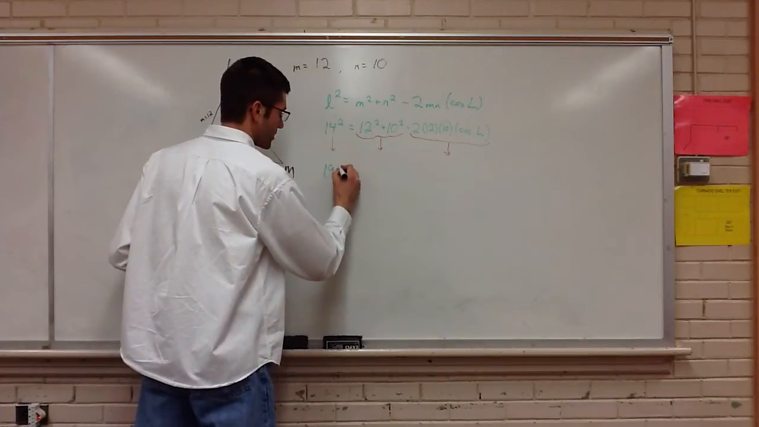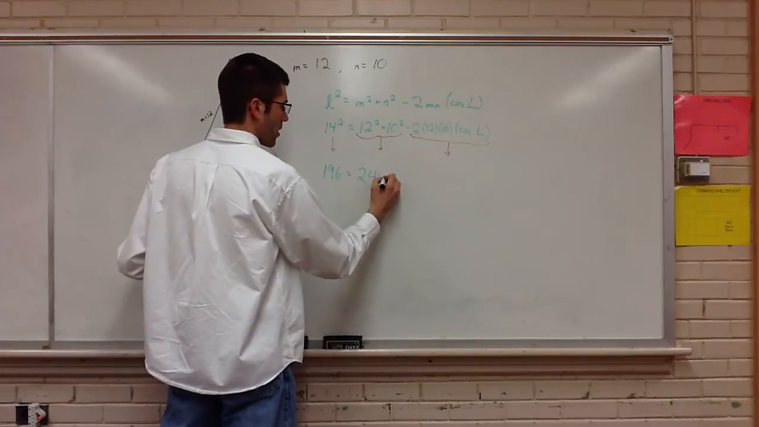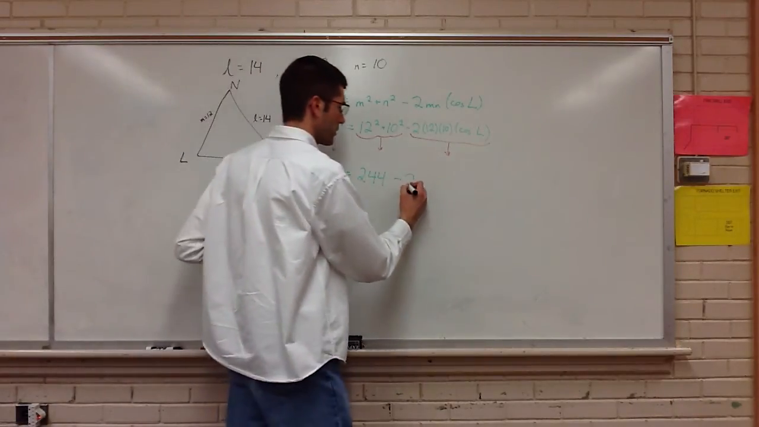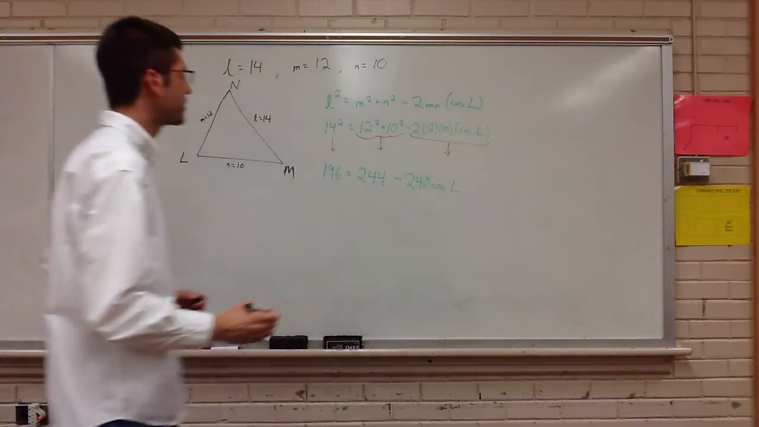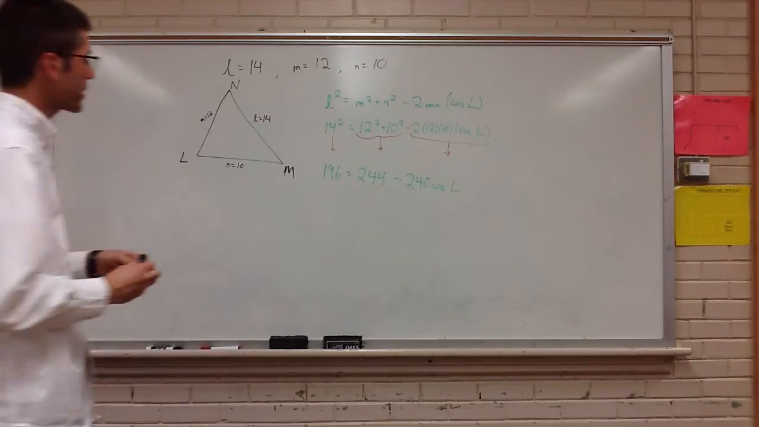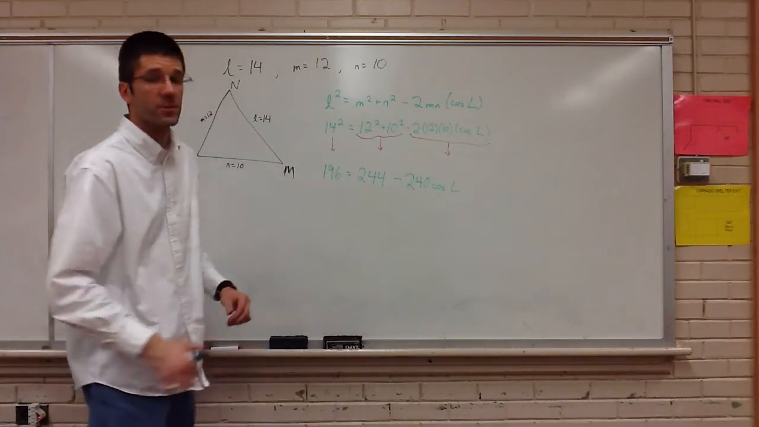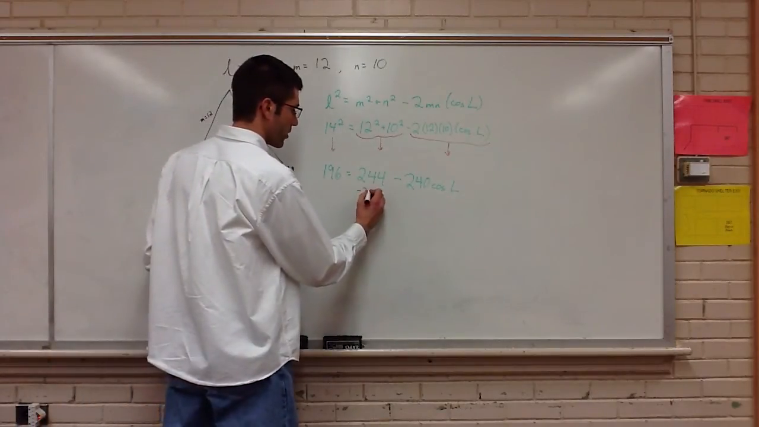You got this. 196 equals 244 minus 240 cosine L. Wish I could do trig in my head. Okay, don't subtract these. I know a guy that subtracted these and he got kicked right in the face. Allow me to demonstrate. No. Instead, we are going to subtract 244.